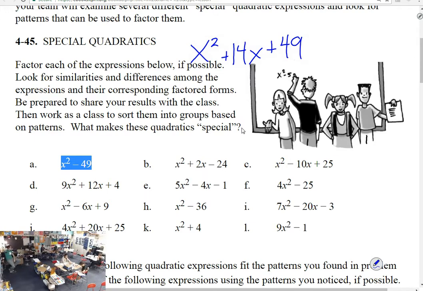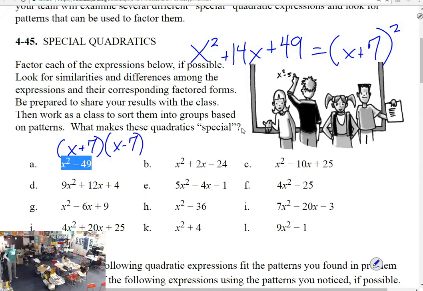So essentially, we're just doing a square root. But we know we have to have a positive and a negative option. So this here, because there's no middle term, instead of being, because this would actually be x plus 7 squared, or x plus 7 times x plus 7, the only difference down here is it's x plus 7 times x minus 7.